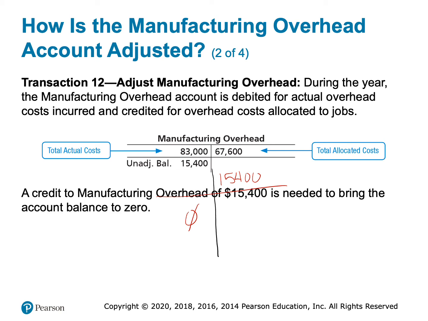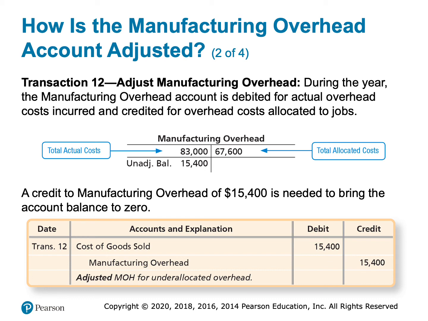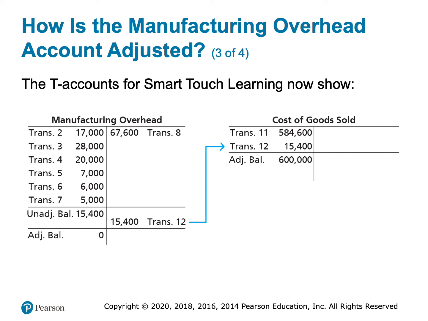So then since I have to credit overhead, the account that I will debit is going to be cost of goods sold, because cost of goods sold is ultimately where all of the costs wind up. So by debiting cost of goods sold, I am increasing that account to say, hey, these jobs were really more expensive than I previously recorded them at. So now if I look at my overhead T account, it has a zero balance. Cost of goods sold is now correctly at 600,000 because that's how much these goods actually cost to produce.